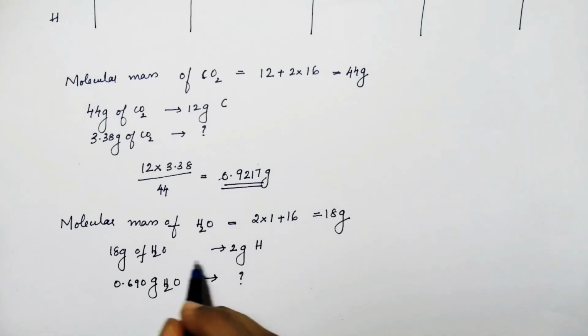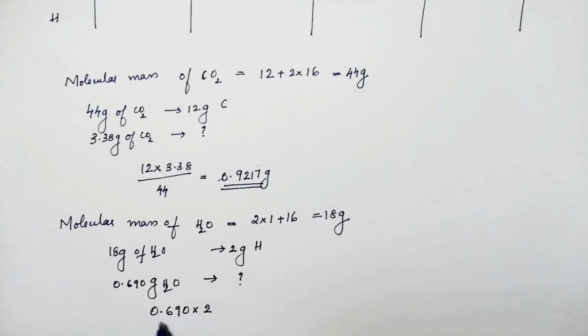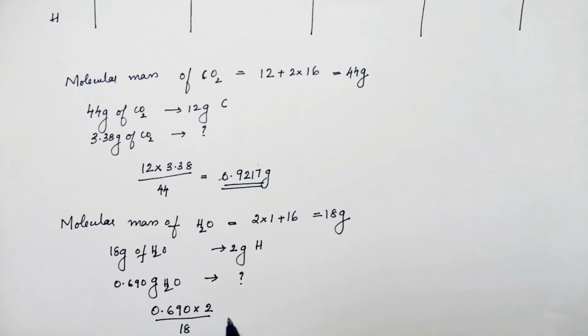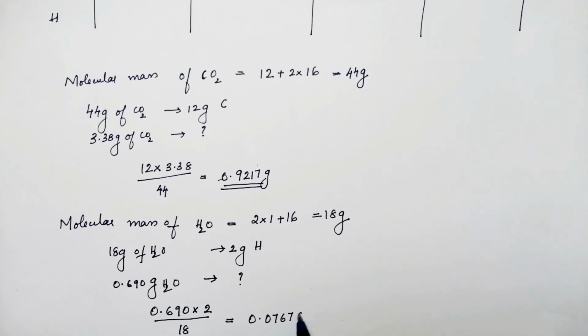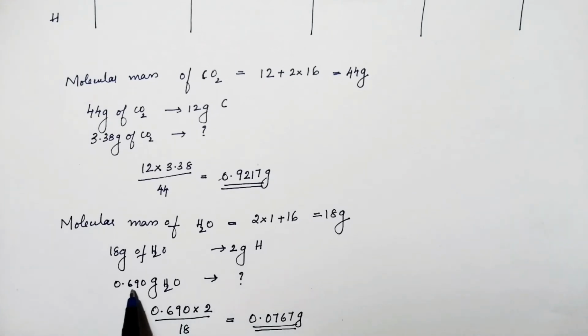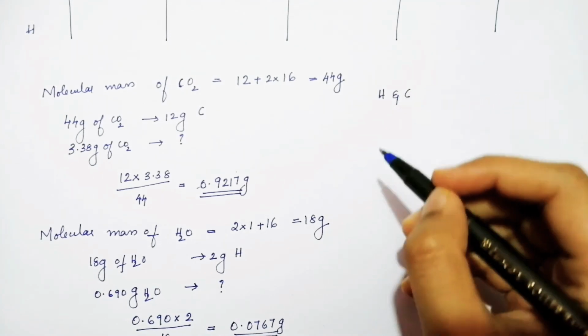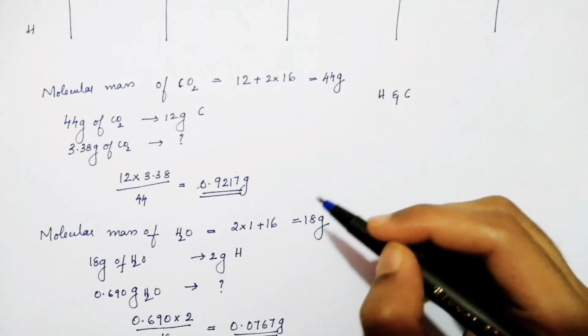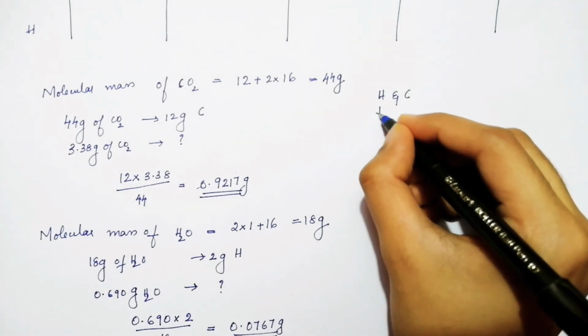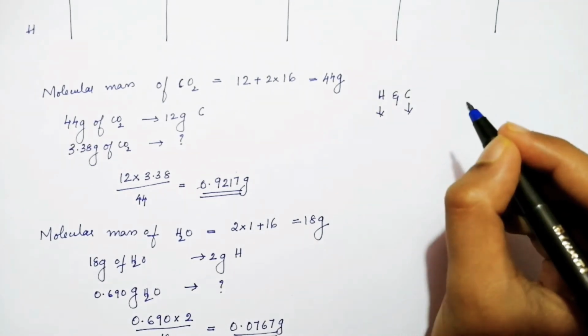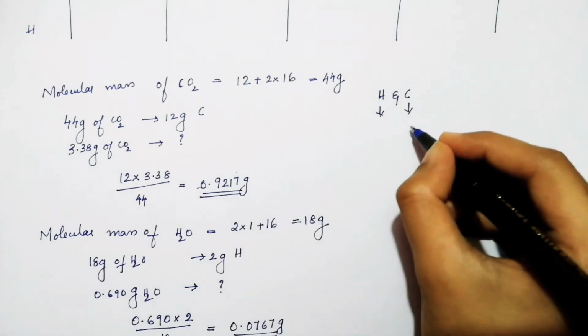To find that, let us do the cross multiplication. So we get 0.690 into 2 divided by 18, which gives us 0.0767 gram. So this is the amount of hydrogen present in 0.690 gram of water. Hydrogen and carbon reacting together, we can find the total mass of this compound as the mass of hydrogen plus the mass of carbon.